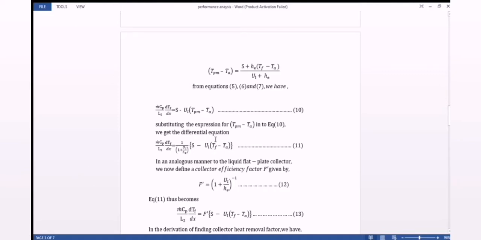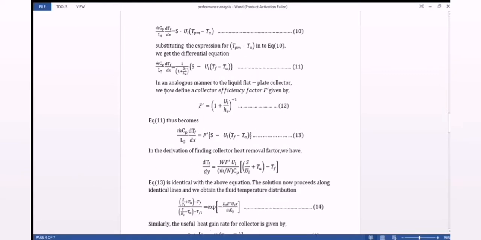In an analogous manner to the liquid flat plate collector, we now define a collector efficiency factor F dash given by F dash is equal to (1 plus UL divided by HE) raised to minus 1. Thus equation 11 can be written as m dot Cp divided by L2 dTf divided by dx equal to F dash into (S minus UL into (Tf minus Ta)).